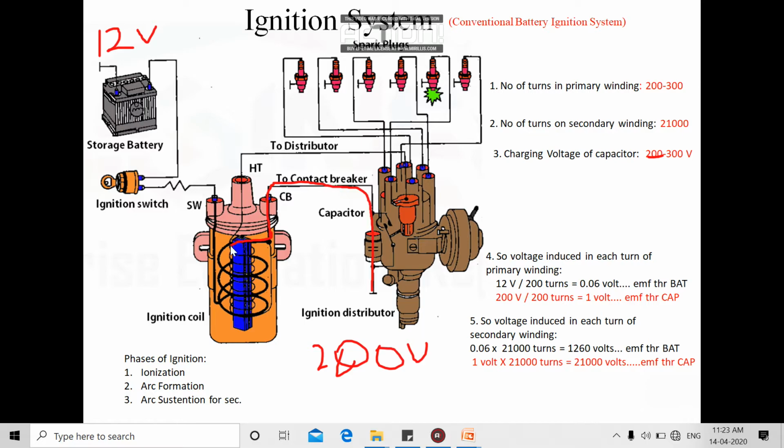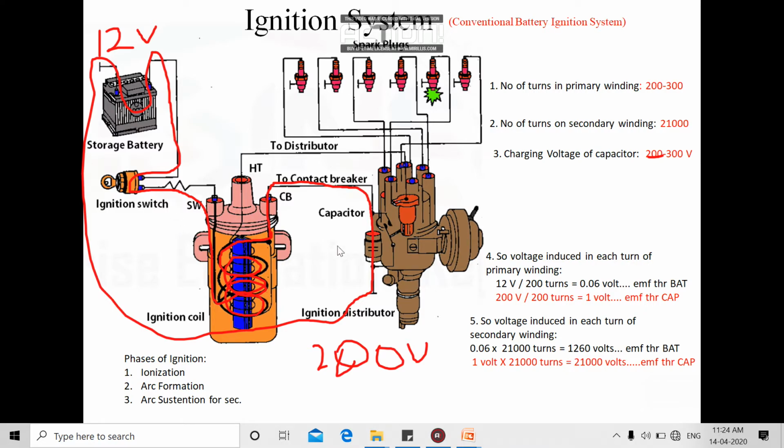Now, across the primary winding, a voltage of about 200 volts is applied. The current starts to flow in this fashion, coming to the negative side here. Now current flows through the capacitor to the battery, meaning the capacitor is giving voltage to the battery through the primary winding.